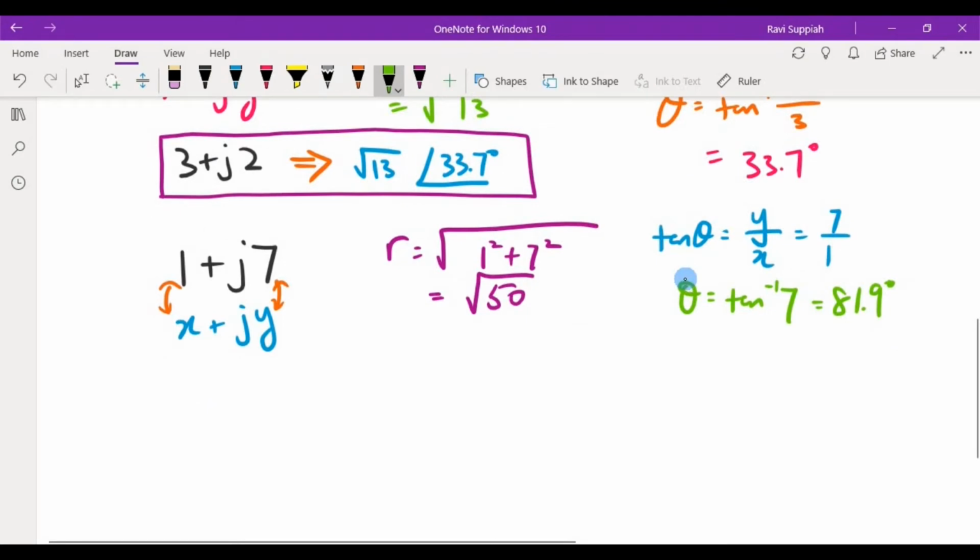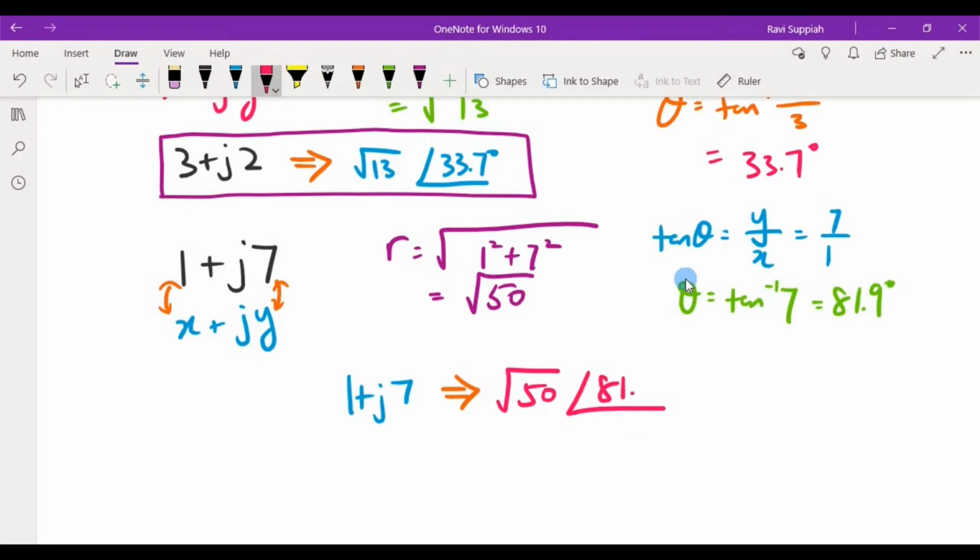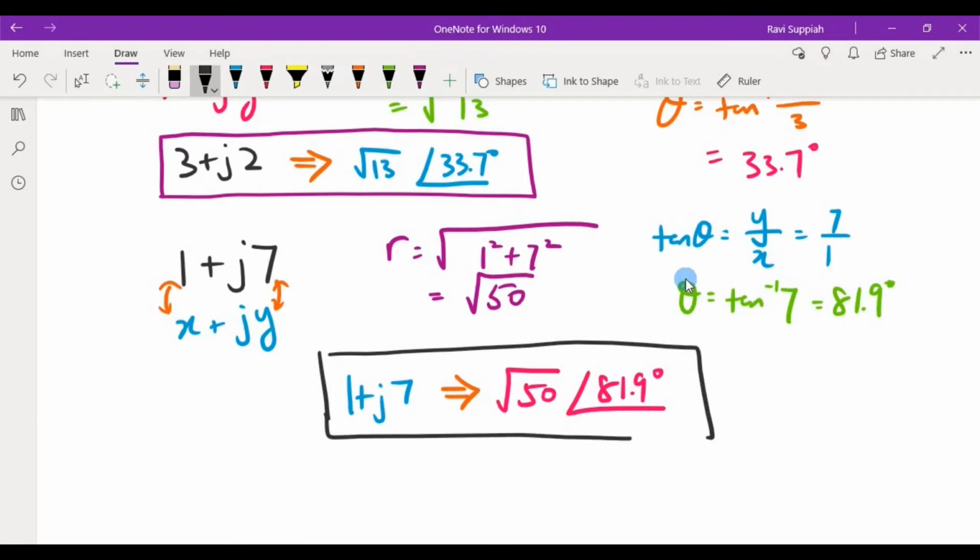So that means 1 plus j7 can now be represented as root 50 angle 81.9 degrees. So that is the representation, or the way in which you convert the complex number from rectangular form to polar form.